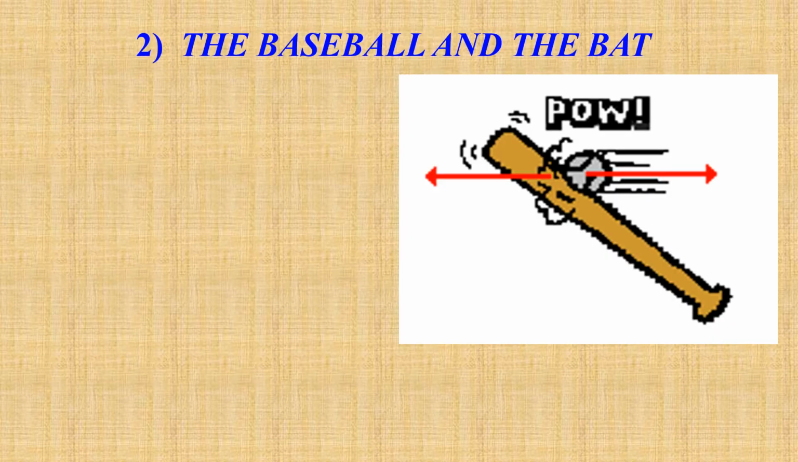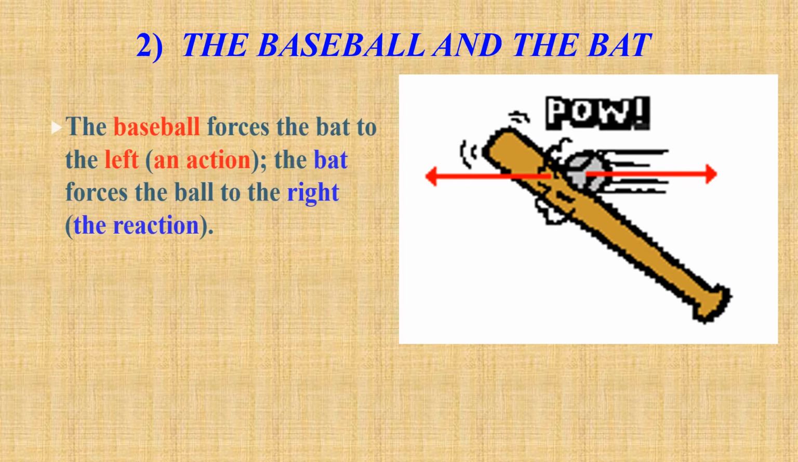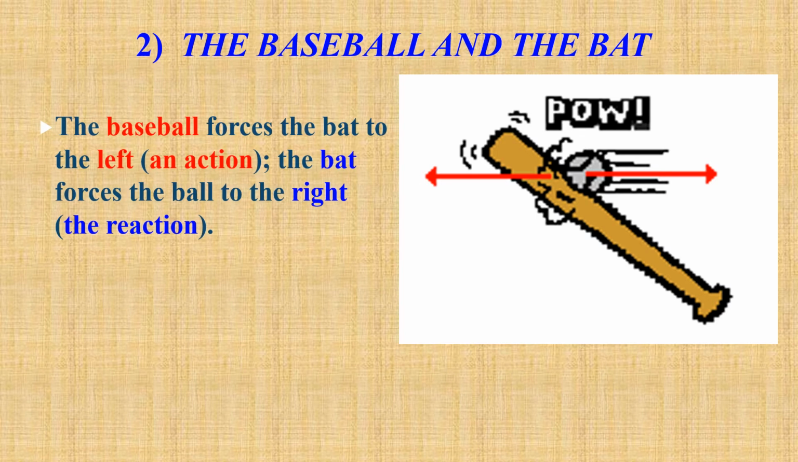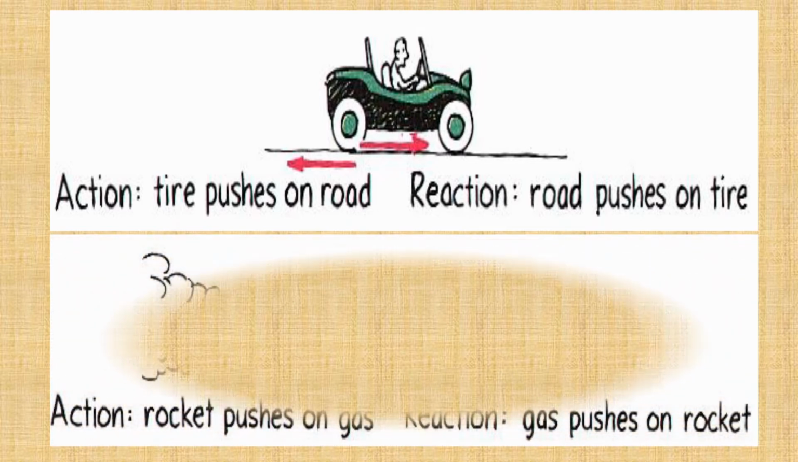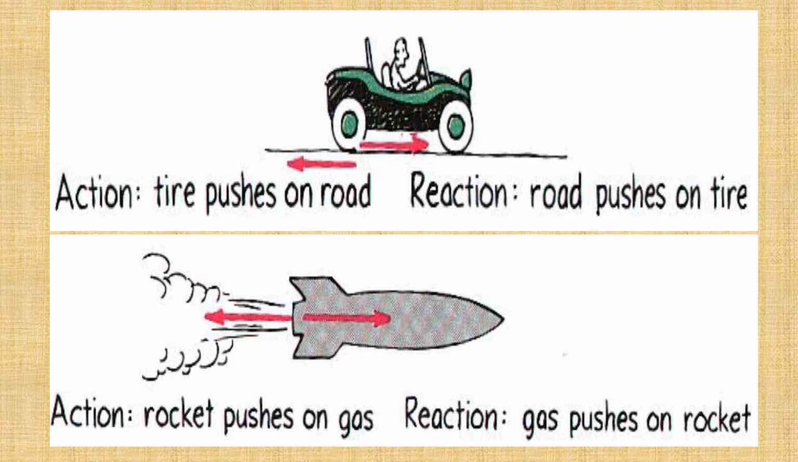The baseball and the bat. The baseball forces the bat to the left, an action. The bat forces the ball to the right, the reaction. For the tire and the road, the action, tire pushes on road, and the reaction, the road pushes on tire. Here, the action, rocket pushes on gas, and the reaction is gas pushes on rocket.